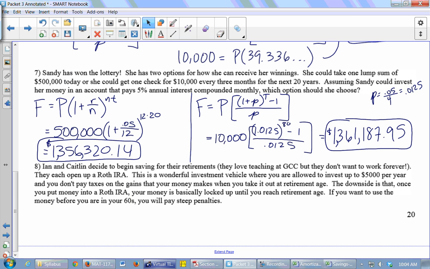All right, so which option should she choose? Option 2. Option 2 is a little bit more. It's not that much better. In both of them, you have to have the discipline to put the money in the bank and not touch it for 20 years, right?